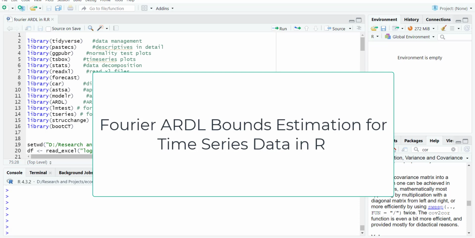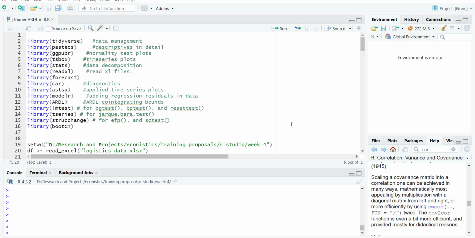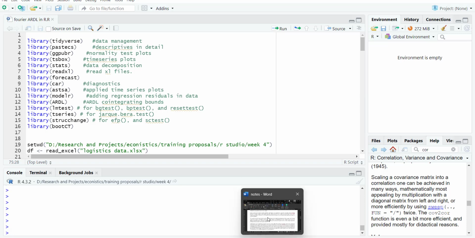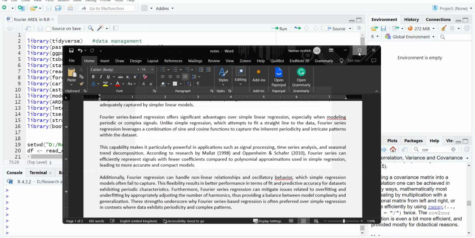Hi, welcome everyone. In this video, I am going to show you how to run Fourier transformation based ARDL model, which is mostly written as FARDL or Fourier ARDL models in the published papers. So before going through the codes, I will show you some background on my Word file. So let's talk about it.